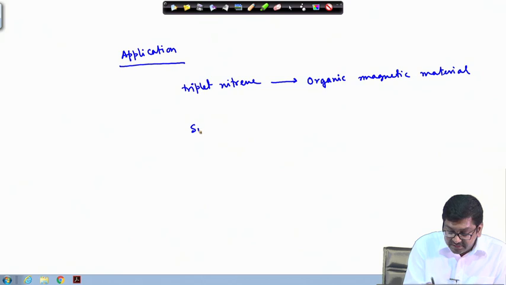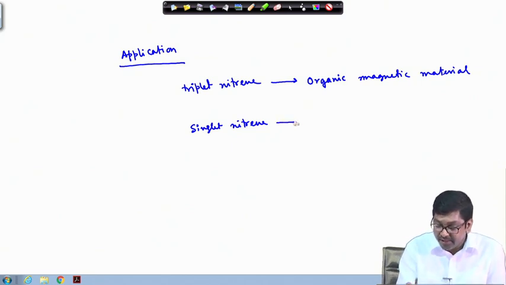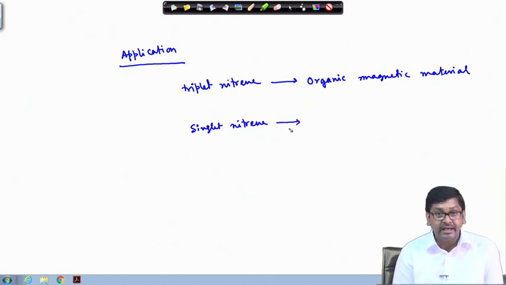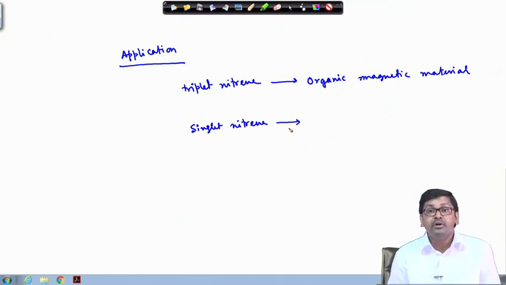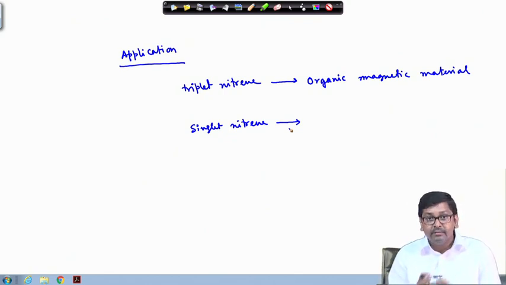Similarly, singlet nitrenes can be used as an electrophile. So, this has one empty non-bonding orbital, so it can accept electrons from others very easily. Many industrial and biological applications exist due to their ability to insert into surrounding chemical bonds. So, if there is any chemical bond having electrons, this electron-deficient species wants to take electrons. So, definitely this can be inserted into that particular chemical bond depending upon the situation.